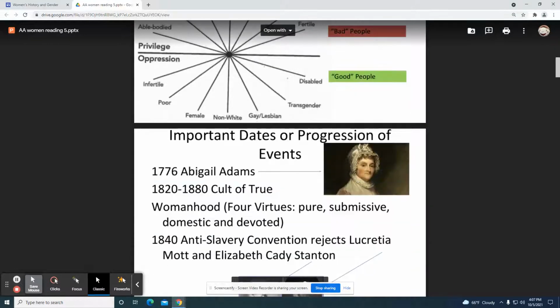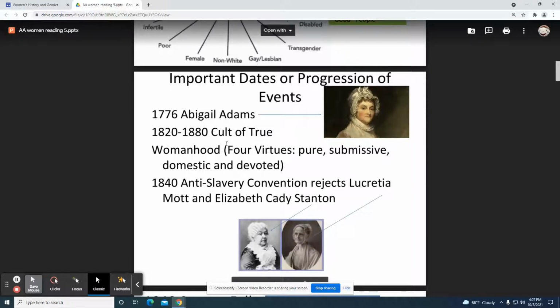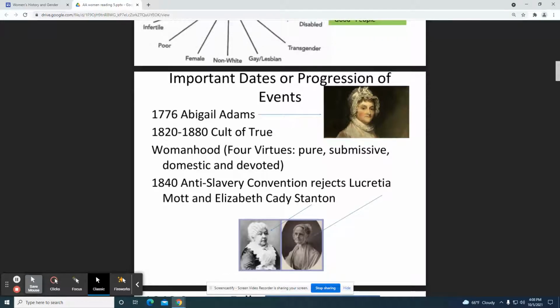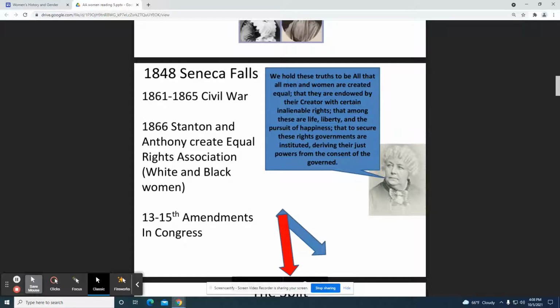Primarily, I just want to recap where we left off from last class and some of the items that you should know. The Cult of True Womanhood, which is pretty much the four virtues, and Abigail Adams, her request to not forget the women when they create the new government, which was rejected, and her husband all but laughed. We also talked about Lucretia Mott and Elizabeth Cady Stanton trying to speak at an anti-slavery convention, and the organizers of this convention did not want to add another issue. They only wanted to focus on the fight to end slavery. As a result, eventually these women find themselves at Seneca Falls, where we see the birth of the women's rights movement.